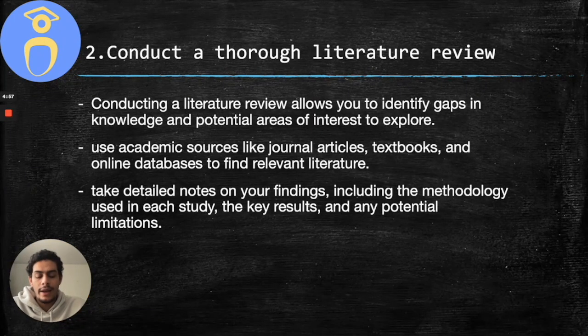Tip number 2 is conducting a thorough literature review. To write a strong IA, you need to demonstrate an understanding of existing research on your topic. You can do this by conducting a literature review, which allows you to identify any gaps in knowledge and potential areas of interest for you to explore. You also want to make sure that you use academic sources like journal articles, textbooks, and online databases to find relevant literature.